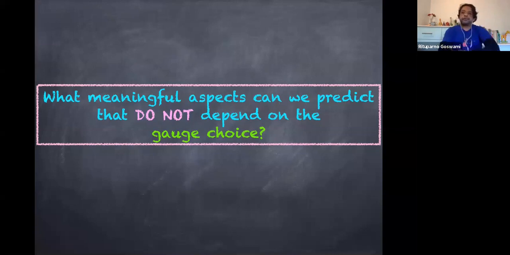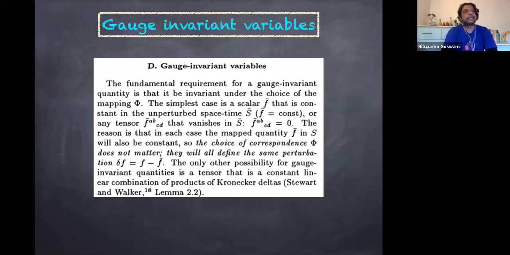So thank you. Now the question is, everything depends on this mapping, as we have seen. But can we say something meaningful about this perturbation or the perturbed universe that does not depend on the gauge choice or the mapping? Now here comes a very interesting answer. The answer is yes. These are called gauge invariant variables. Now what are gauge invariant variables?